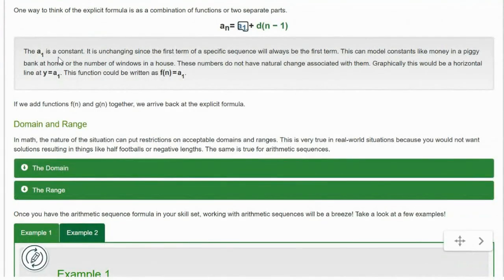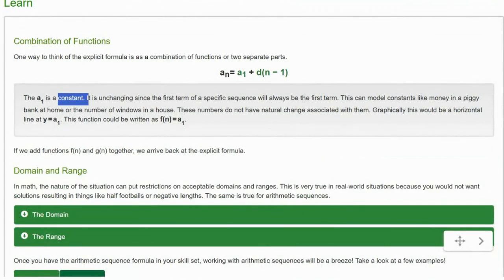It's a constant. A sub 1 is a constant. It's the first term. That's never going to change. For your sequence, the first term never changes. Whatever the first term is always going to be the first term. It's like money in a piggy bank or the number of windows in the house, right? It starts with this. You could add more money to your piggy bank. You can add windows to your home. You can take windows out of your home, but there's always a starting point.